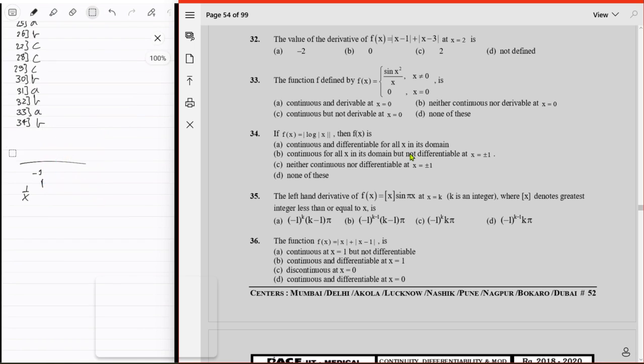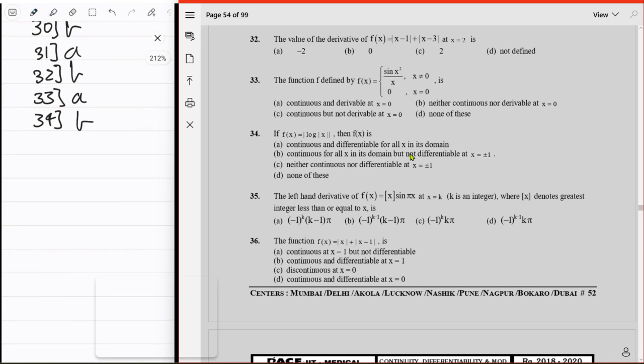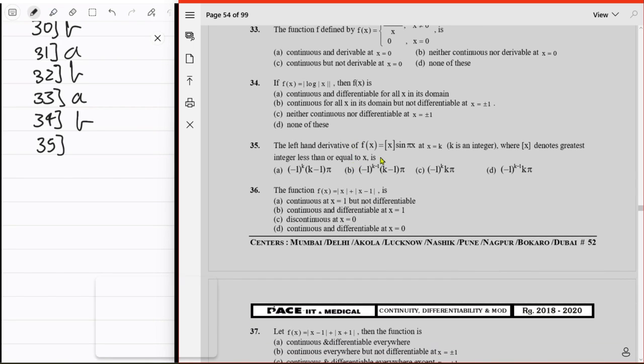35th. The left-hand derivative of the function mod of x sine of pi x at x equal to k, an integer. Okay. Just the left-hand derivative and not the right-hand one.